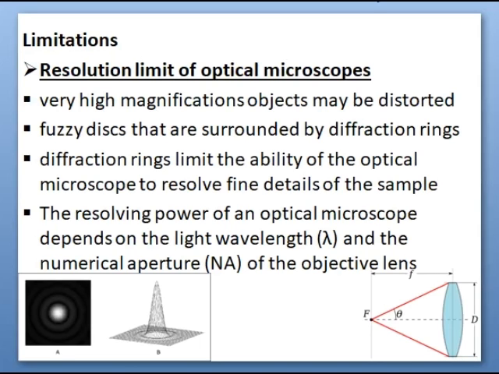Limitations of optical microscopy. Resolution limit of the optical microscope. This is very important. We cannot go beyond a certain amount of resolution. If we go beyond a certain amount of resolution, the clarity of the image goes on distorting. First limitation in resolution is very high magnification. Objects may get distorted, as we had just discussed. Fuzzy disks that are surrounded by diffraction rings.